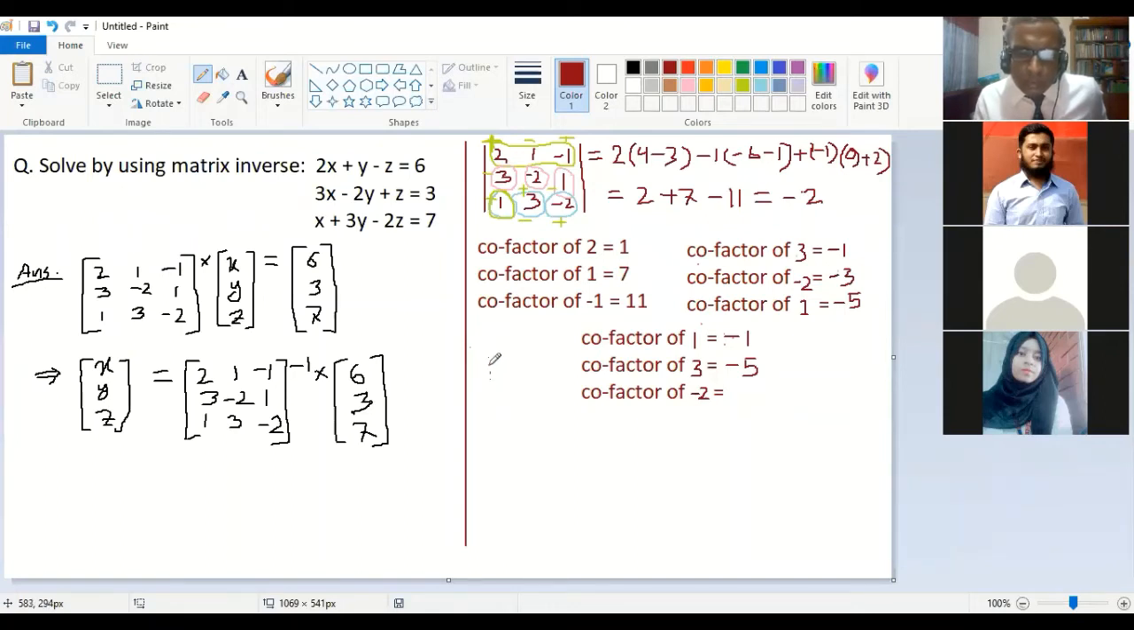You understand now? Okay, let us go to the last one, that is -2. So what will be cofactor of -2? 2 1 3 -2. -7, sir. So -7, yes, correct. So these are the cofactors.